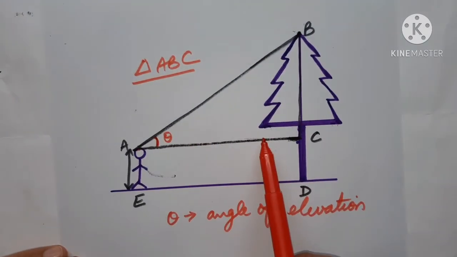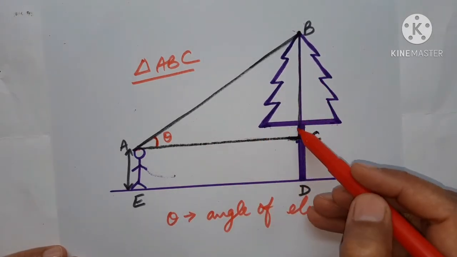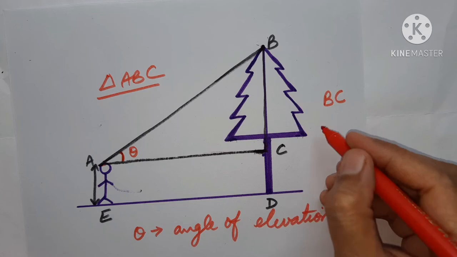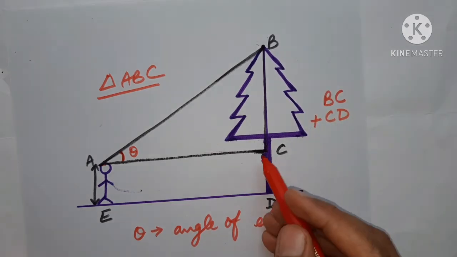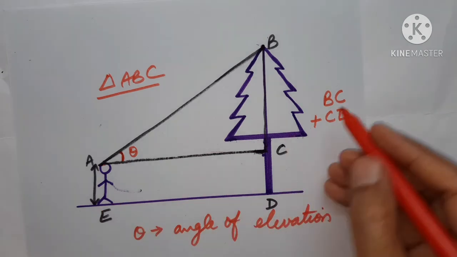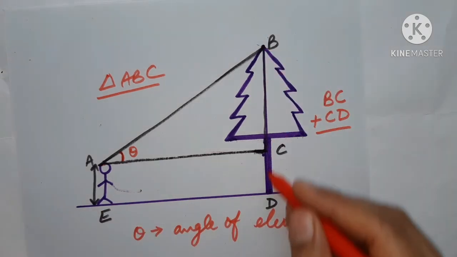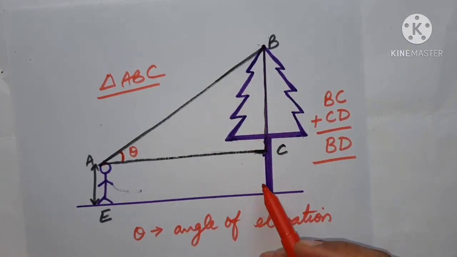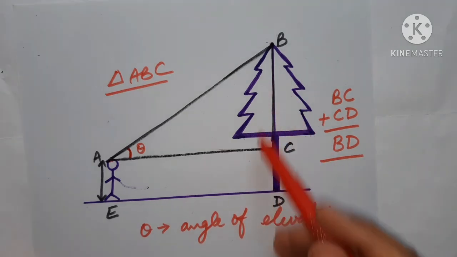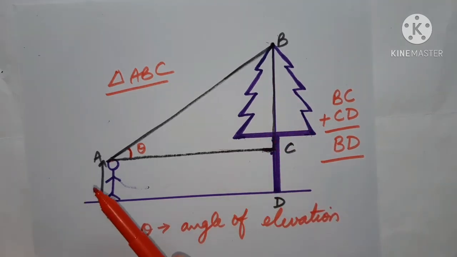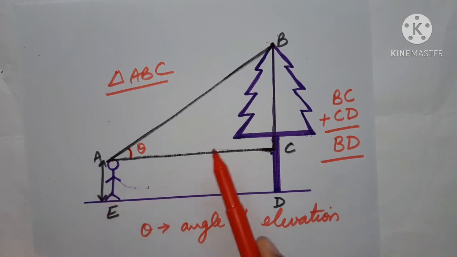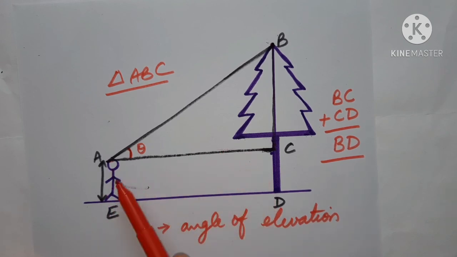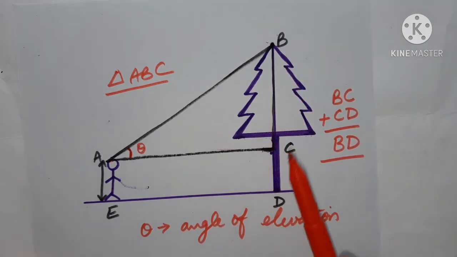First we will take triangle ABC. From triangle ABC we will find this side BC. Then to BC we will add CD. CD is the height of the person, and BC plus CD is the height of the tree, which is BD. So BD is the height of the tree. In this way we can find the height of the tree. In these types of questions, they will give the height of the person or the distance between the person and the tree, and then ask you to find the height of the tree or any object. These types of questions are there in this chapter.